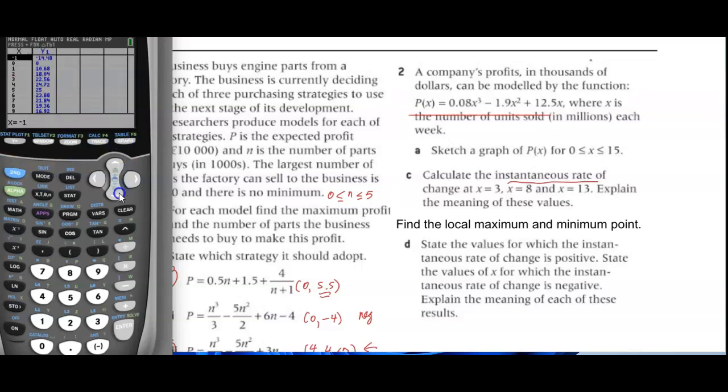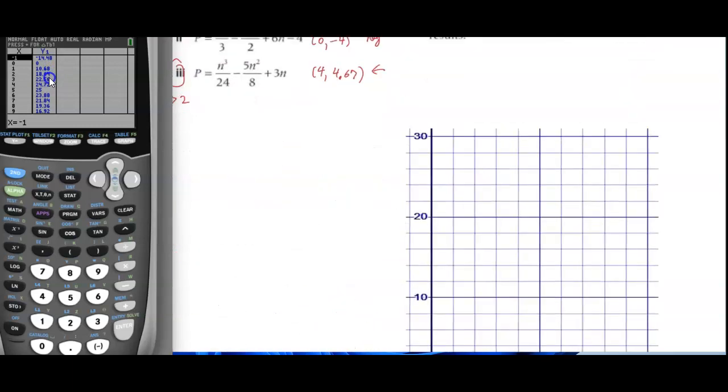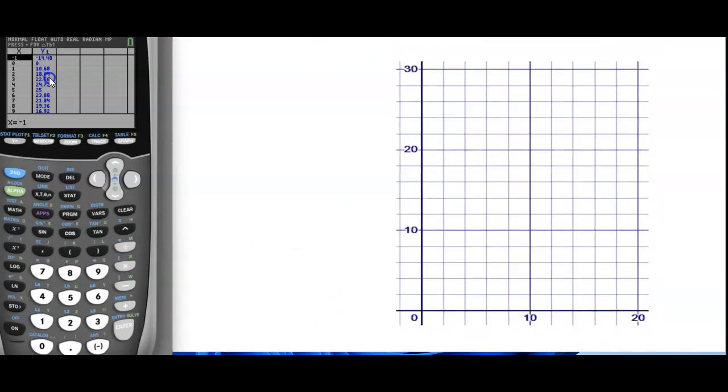Okay, and so from the table, we can get some points here, and we can graph the function from 0 to 15. Let's see, we'll use this graph paper here. So, for example, 0, 0 is a point. 5, 25. Let's see, 2, 18. 2, 18 is here. 2, 4, 6, 8, 12, 14, 16, 18.